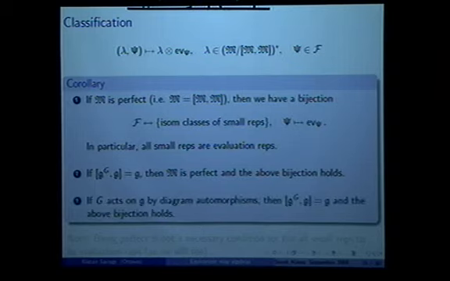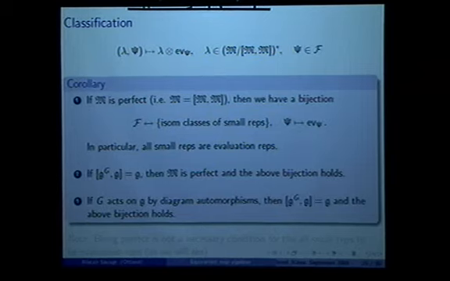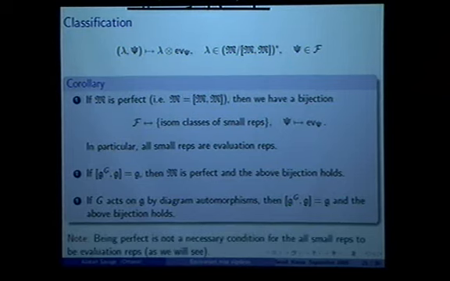In particular, one type of group action on Lie algebras that people often consider is acting by Dynkin diagram automorphisms on the Lie algebra. And in that case, this condition is satisfied. And so all the small representations are evaluation representations if your group acts by Dynkin diagram automorphisms. So being perfect is a sufficient condition for all the small representations to be evaluation representations. But we'll see it's not a necessary condition. It's possible for your equivariant map algebra to not be perfect, but still have all the small representations be evaluation representations.